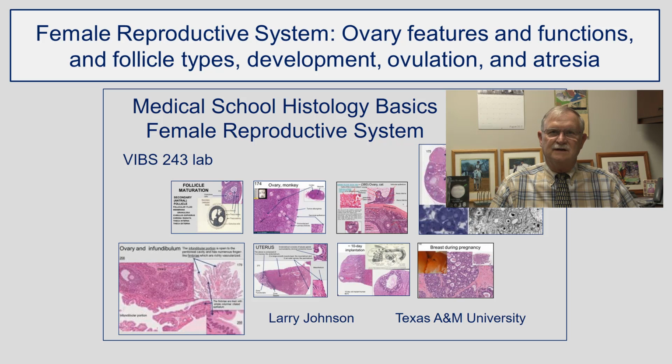Hi, I'm Larry Johnson. I am a professor here at Texas A&M University, and we're going to talk about the female reproductive system. We want to talk about the ovary, its features and functions. We want to talk about the types of follicles, development, ovulation, and atresia of follicles.